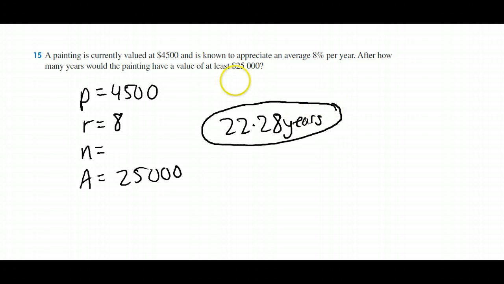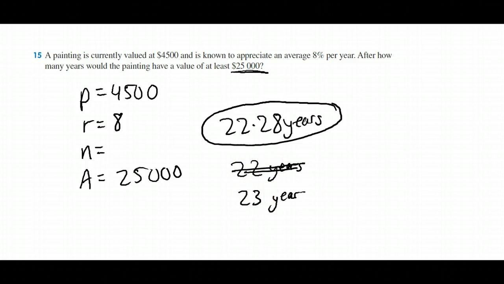After that many years, the value will be $25,000. If they wanted to know how many years to the nearest year, or to the whole number of years, that would get to 25,000, you can't round this down to 22 years. You've got to round it up to 23 years, because at 22 years it has not yet reached a value of $25,000. That happens after 22 years.